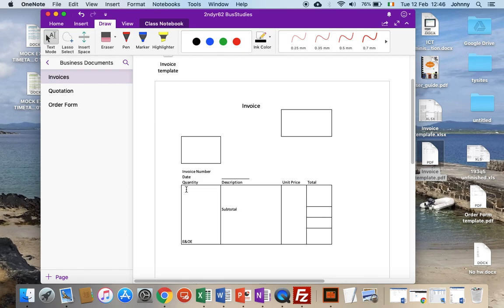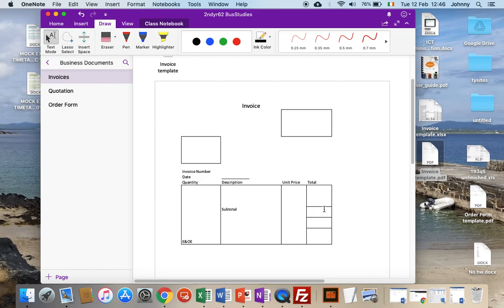So if we're going to sell, let's say, Assassin's Creed as a game, you might have 10 Assassin's Creed games, and let's say it's €50 each, and the total will be 10, okay, the quantity multiplied by the unit price, which is 50. So 50 by 10 is 500, 500 goes in the total column. We then add all of our totals up, and we'll get a subtotal which goes here.